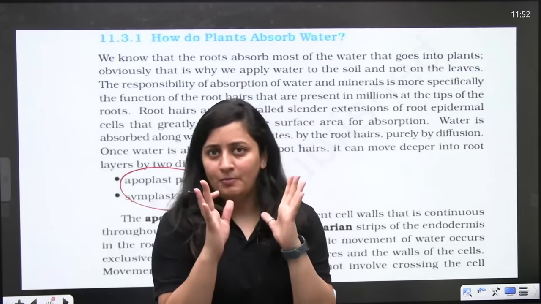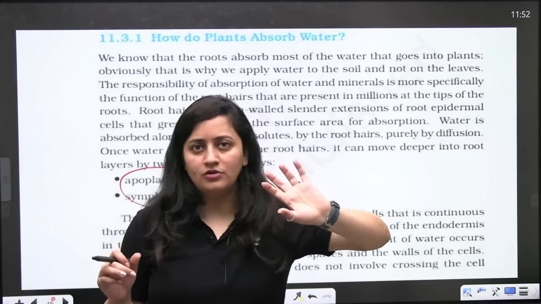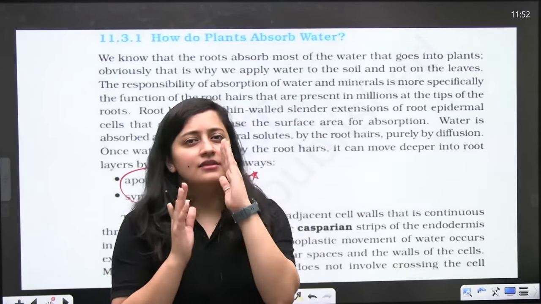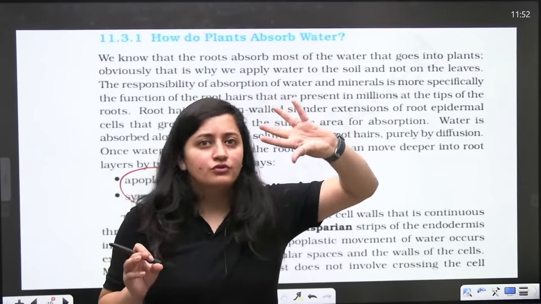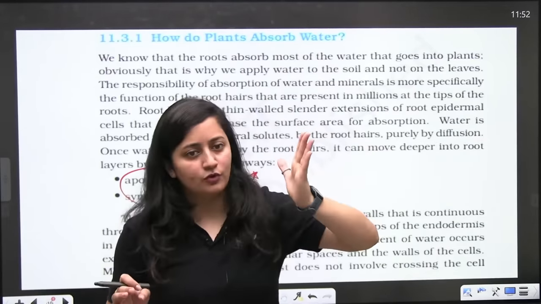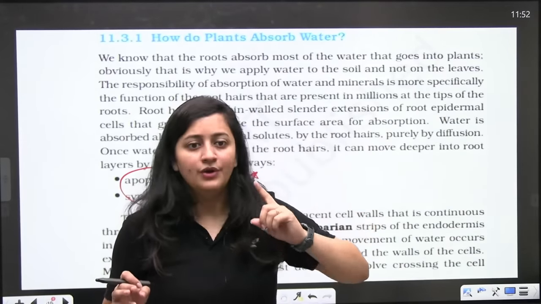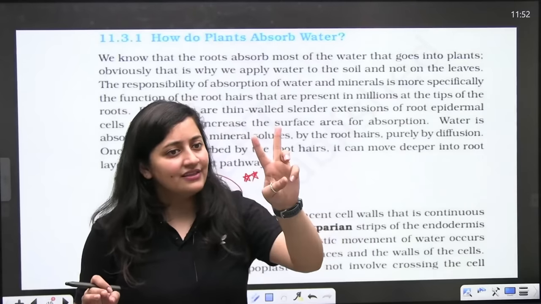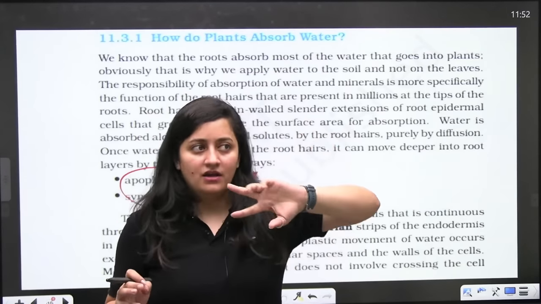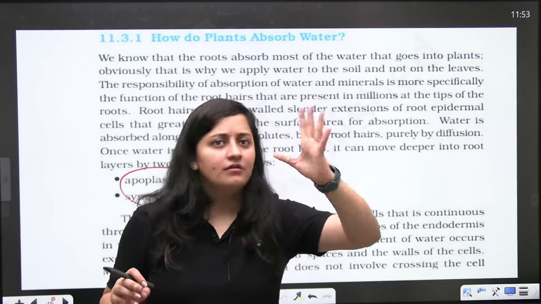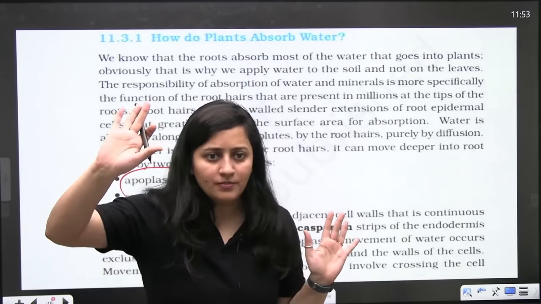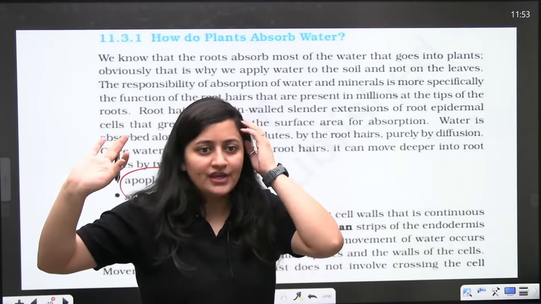Now, in the case of plants, whenever you talk about the movement of things, one thing that you all know is that in the leaves, photosynthesis will occur. This is what you know. The second thing that you know is the stomata, by which exchange of gases and transpiration will take place. Do you remember that? Yes or no?